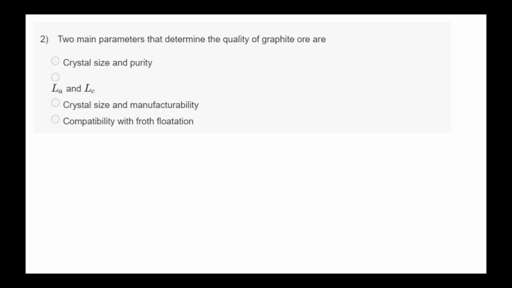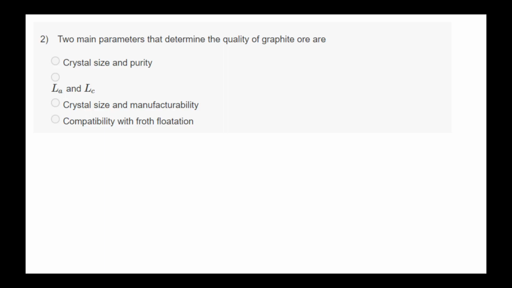There are a lot of parameters which determine the quality, right? But here it is asking from the perspective of a material scientist. If you want good quality, then what should be the two parameters of the graphite ore? The first option is crystal size and purity, La and Lc. If you have been through the lectures, then you would probably know what La and Lc are. The other option is crystal size and manufacturability, compatibility with froth flotation.